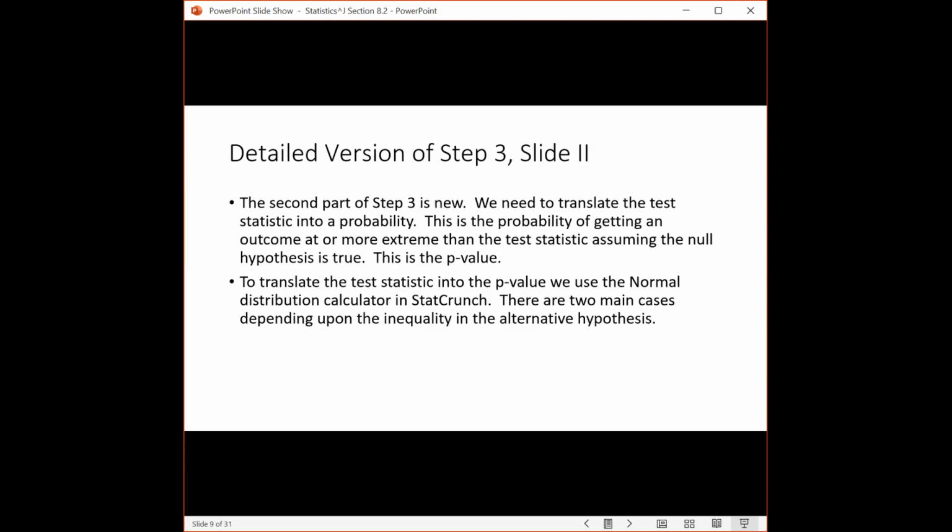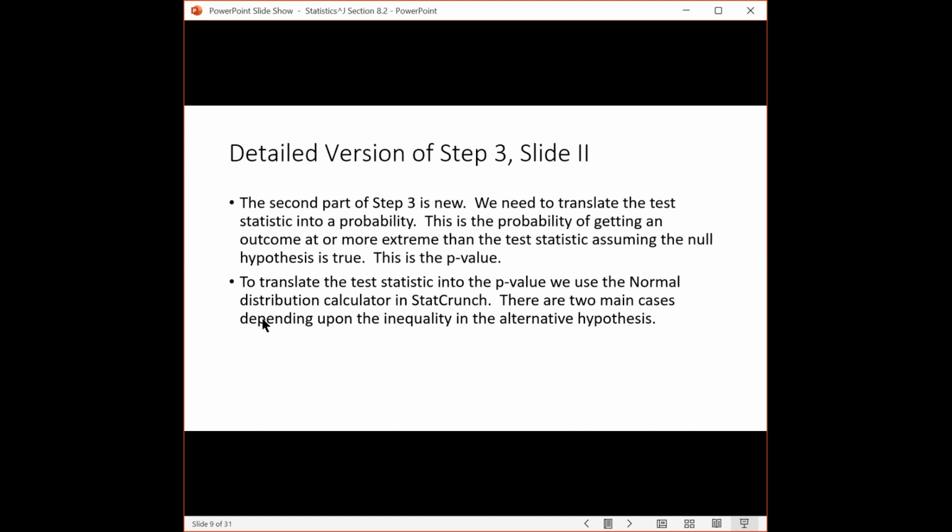All right, so the new thing that we're going to do is translate the test statistic into a probability. This is the probability of getting an outcome at or more extreme than the test statistic, assuming the null hypothesis is true. All right, this is called the p-value. To translate the test statistic into the p-value, we use the normal distribution calculator in StatCrunch.